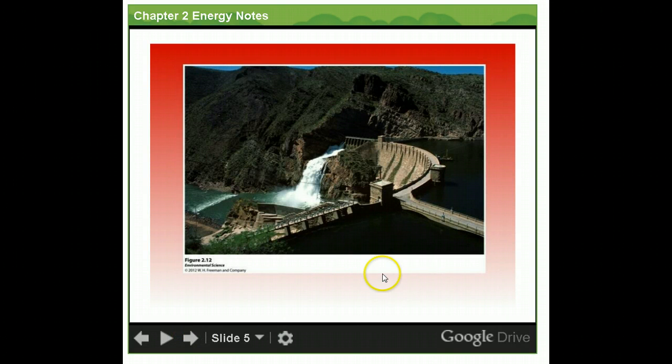So, for example, this dam right here, the water behind here has a ton of potential energy because as soon as it goes over the spillway, it's going to change into kinetic energy and give you all that moving energy. So this is potential energy back here, kinetic right here.